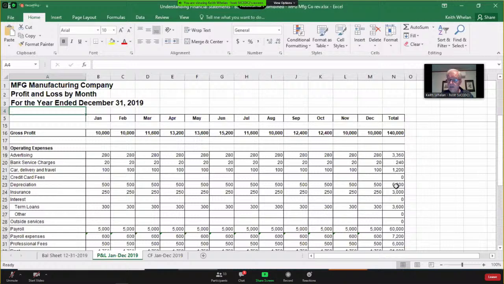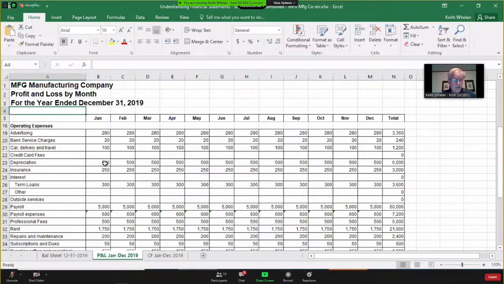There's that $6,000. Remember, out of $60,000 in furniture and equipment and machinery, they lost $6,000 to depreciation, which was spread out at $500 a month, right? You've got insurance, a fixed cost.